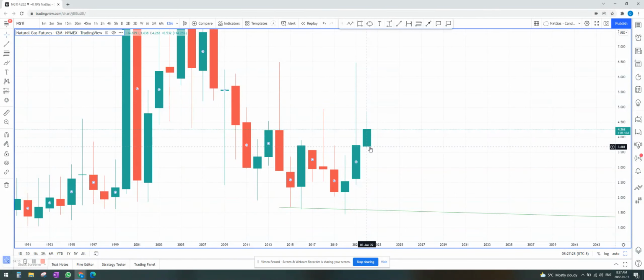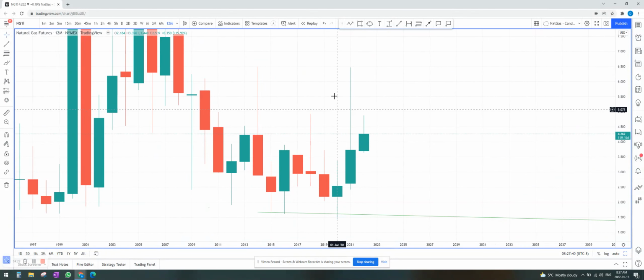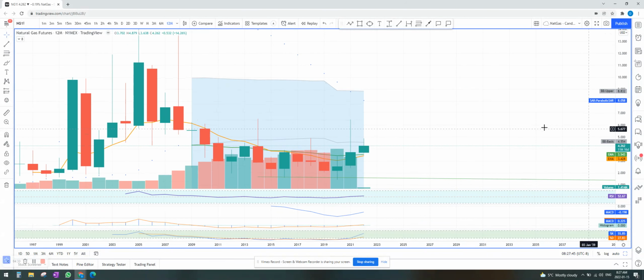How big the green candle is going to be, we don't know, but we can try to estimate it later with Elliott waves. So these are the candles. We have a yearly bottom, and let's add some indicators here and see what's going on.